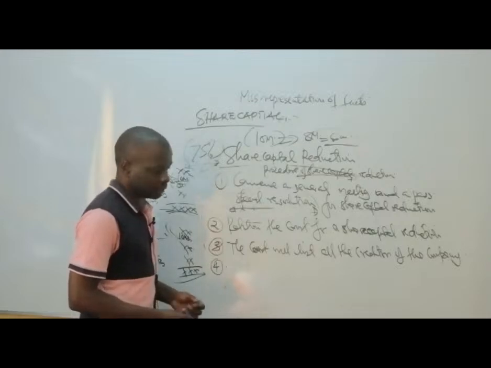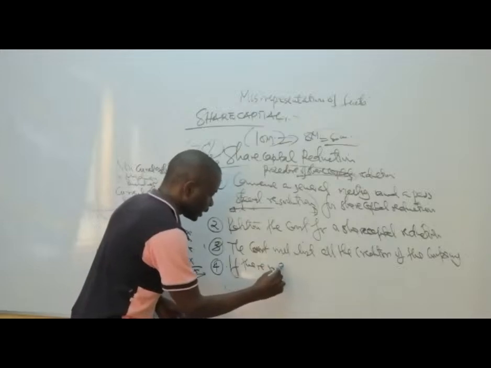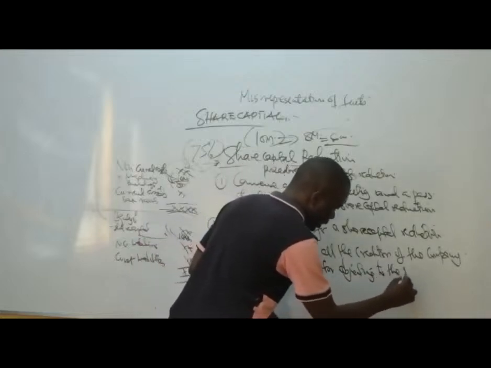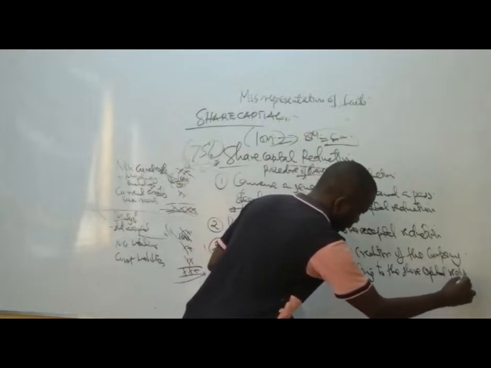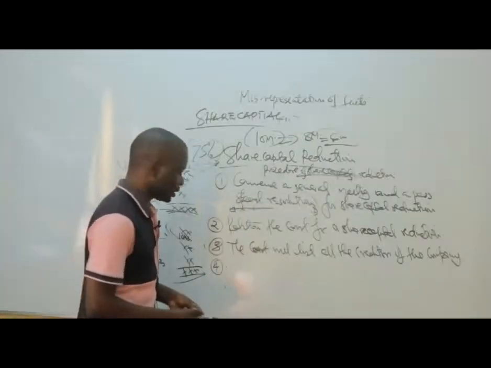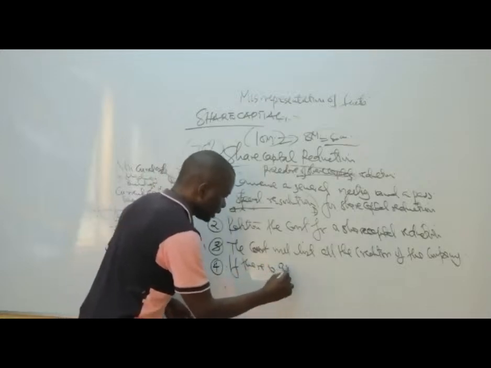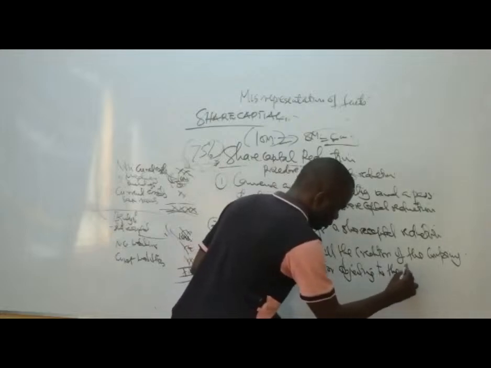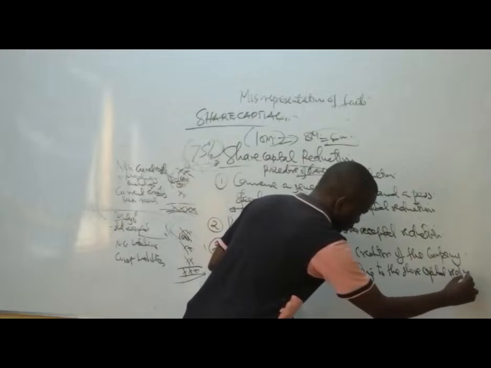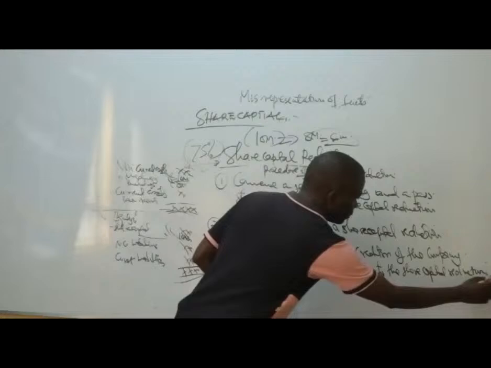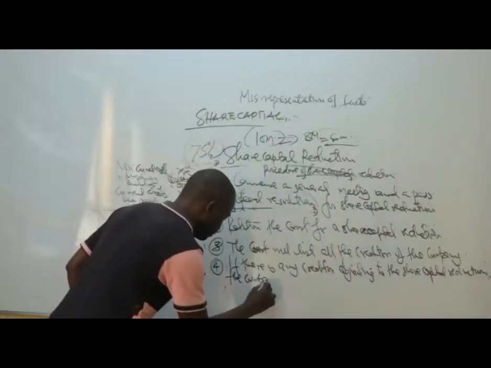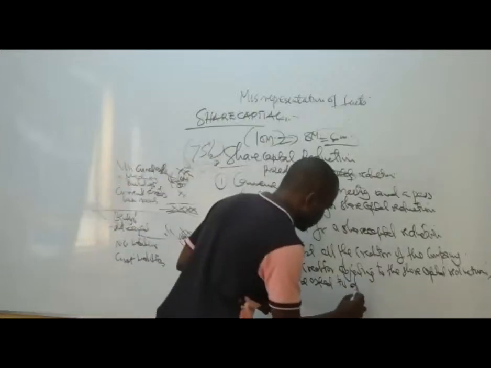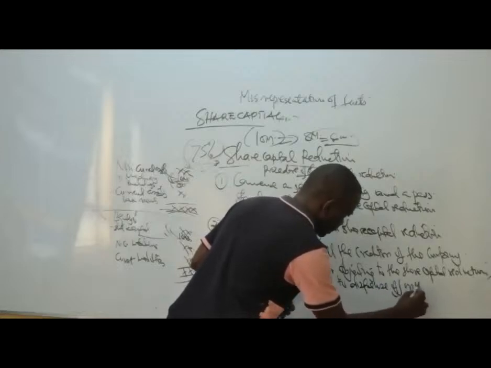If there is any creditor objecting to the share capital reduction, the company will be asked to dispense of the creditor, with the creditor.